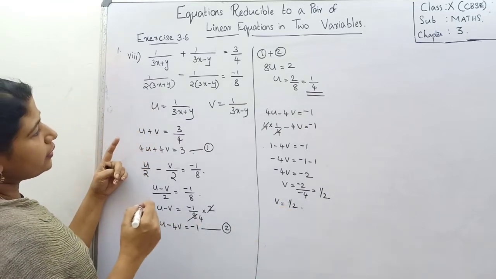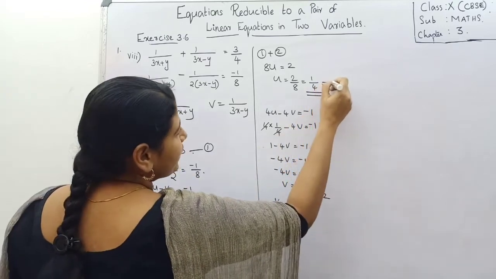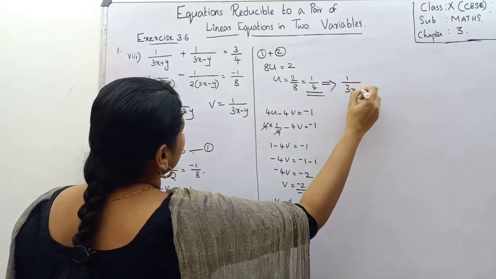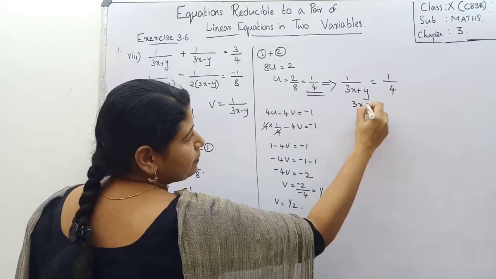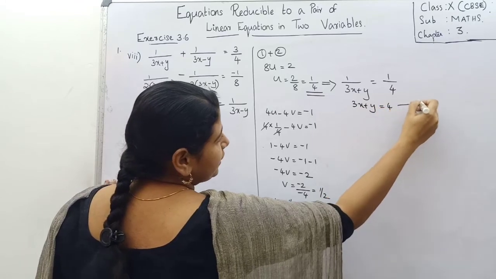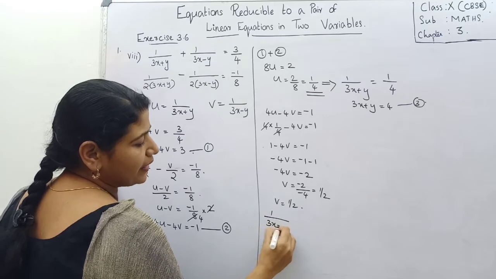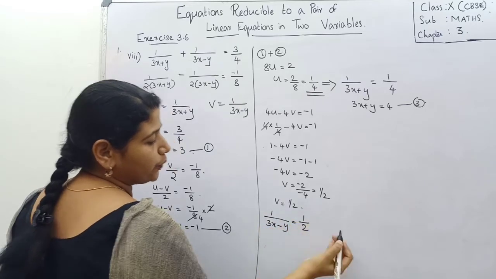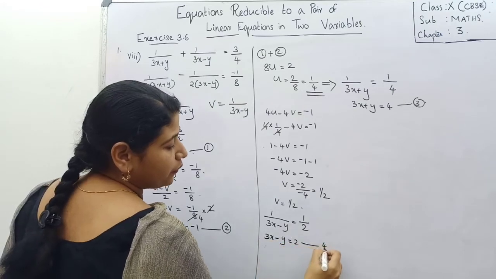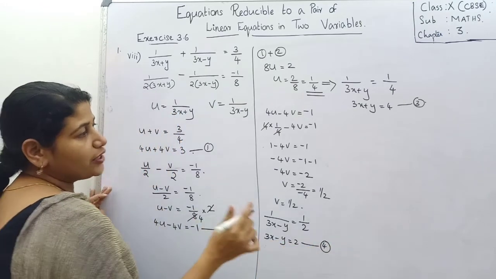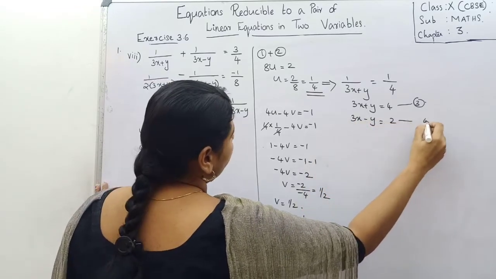We have substituted the values as u equal to 1 by (3x plus y). So here we can write 1 by (3x plus y) is 1 by 4. So we can write 3x plus y equal to 4. This is the third equation. And here we know that 1 by (3x minus y) equal to 1 by 2, or we can write 3x minus y equal to 2. This is our fourth equation. So we can solve these two also. Here 3x minus y equal to 2. This is the fourth equation.